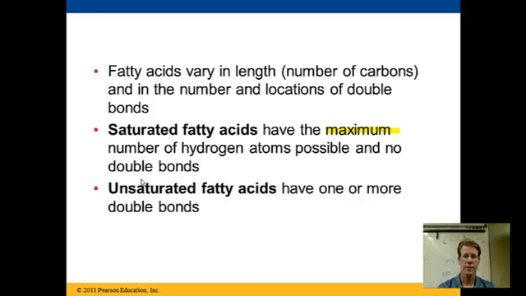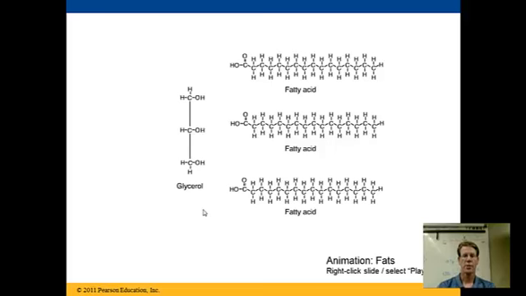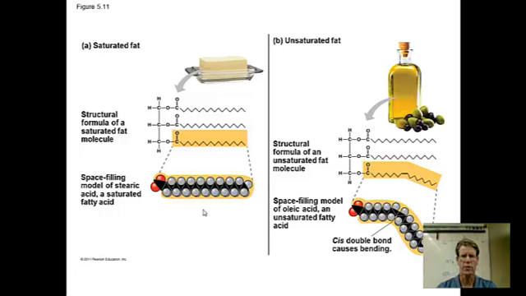The difference in an unsaturated fatty acid is we have taken out some of those hydrogens and replaced them with a double bond between the carbons. This picture here is, well, actually we want to skip over that and move to this picture here.